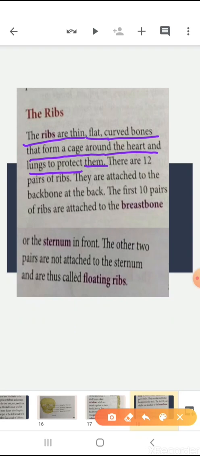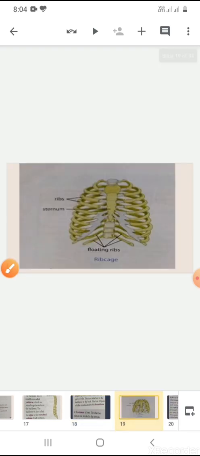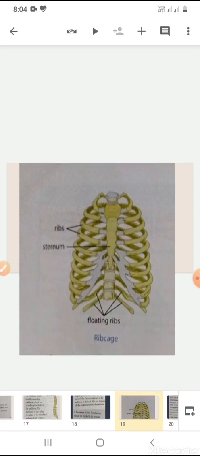Ribs are thin, flat, curved bones that form a cage around the heart and lungs to protect them. Okay. See, these are the ribs. These are flat, thin and curved bones. These protect the heart and lungs. Okay.